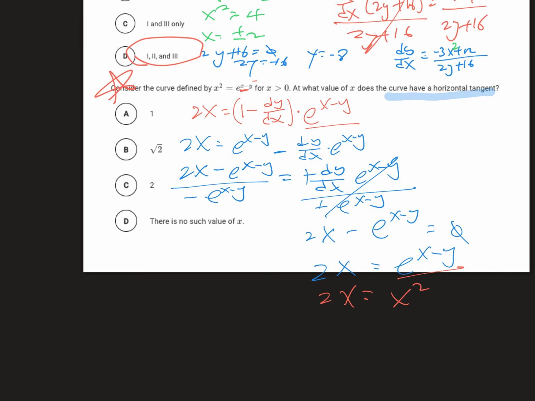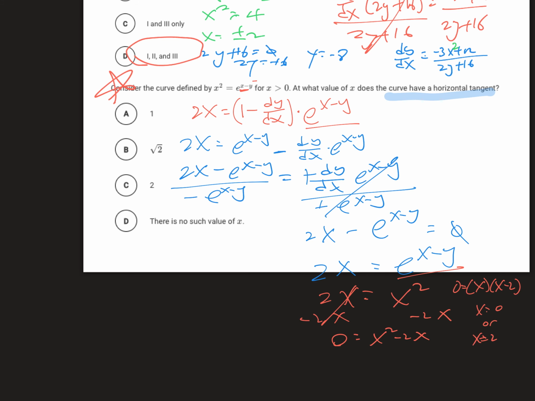And now I'm going to solve. In order to solve, I'm going to subtract x squared. I'm going to subtract 2x from both sides. So 0 equals x squared minus 2x. From there, I'm going to factor. So 0 equals x times x minus 2. So I have two answers. I can either have x equals 0 or x equals 2.